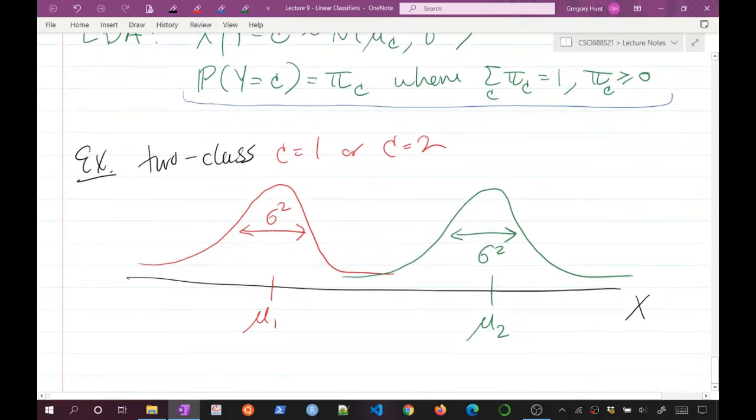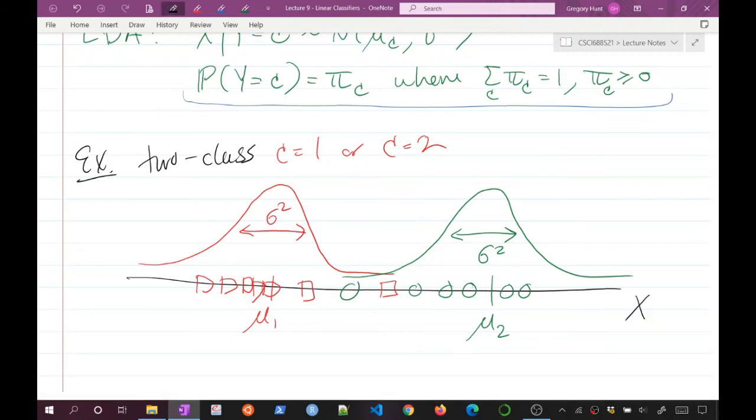And so we'll observe data, maybe red squares, more likely to fall by mu1, hopefully, depending on that variance, and green circles, which are going to tend to fall closer to mu2. Although we could occasionally get a green circle out there, or you could get a red square out here. So they have some probability of overlapping.